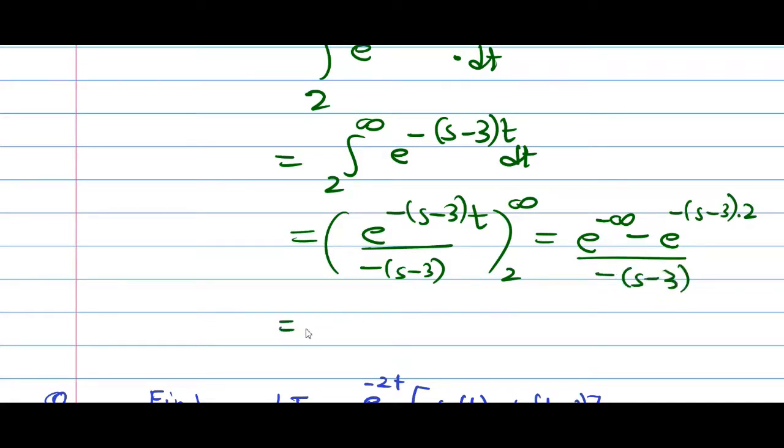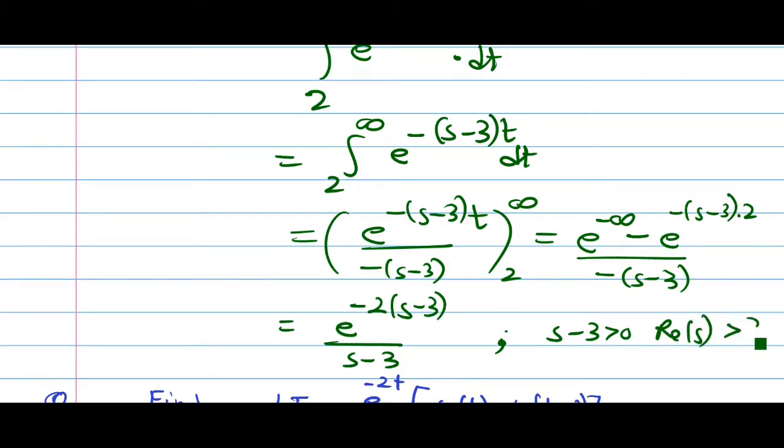So final answer is, e raised to minus infinity is 0. This minus minus gets cancelled out. Final answer is e raised to power minus 2 times s minus 3 upon s minus 3, and ROC will be s minus 3 greater than 0, that is real of s is greater than 3 is the ROC.